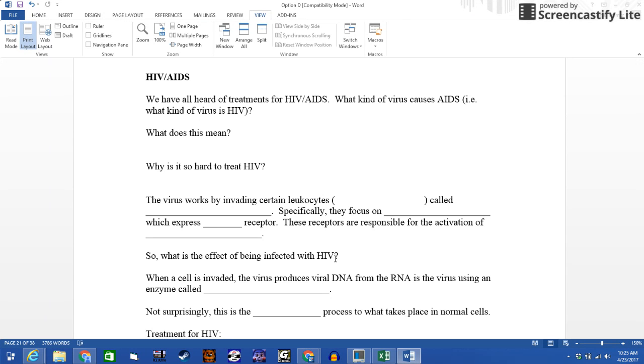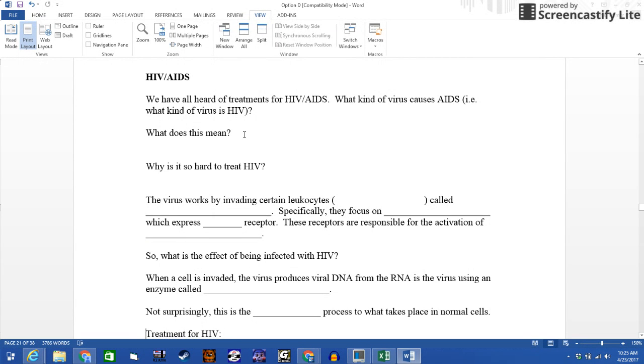So the last piece of the antivirals is about HIV and AIDS. HIV is the virus. AIDS is the condition that results from the progression of the virus. Does anybody know what kind of virus causes AIDS? What kind of virus is HIV? Press pause for a second to talk to your groups for 15 seconds, and if you don't know it, you're about to find out anyway, so see if anybody knows.